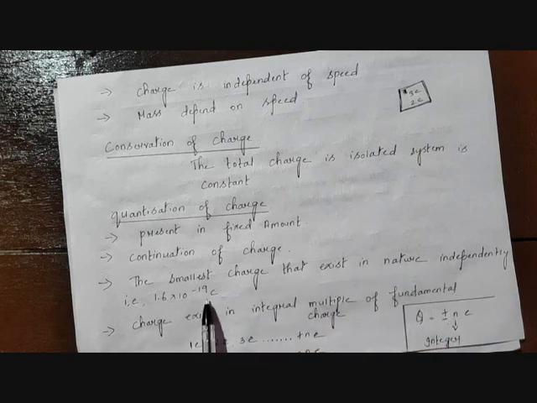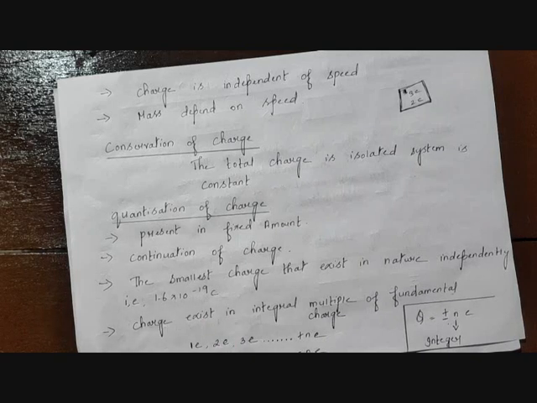Now, the third point you wrote is that the smallest charge that exists in nature independently is 1.6 to the power minus 19. This value is the charge value of the electron and proton. As you know, for electron I'll write minus here, for proton I'll write plus.